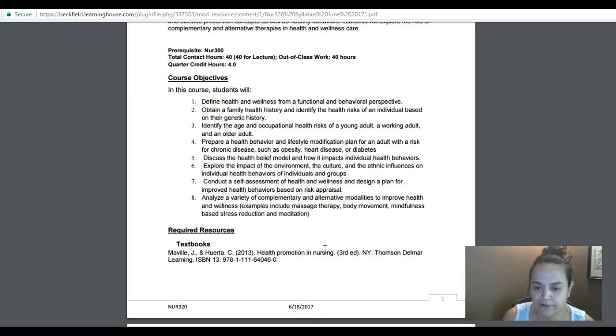Analyze a variety of complementary and alternative modalities to improve health and wellness. So talking about massage therapy, touch therapy like Reiki, body movement, mindfulness-based stress reduction and meditation. And again, especially for those who are in case management or perhaps outpatient, understanding these alternative therapies to use adjuvantly or alone, especially when it comes to behavioral situations. I'm really excited to talk about that area with you.